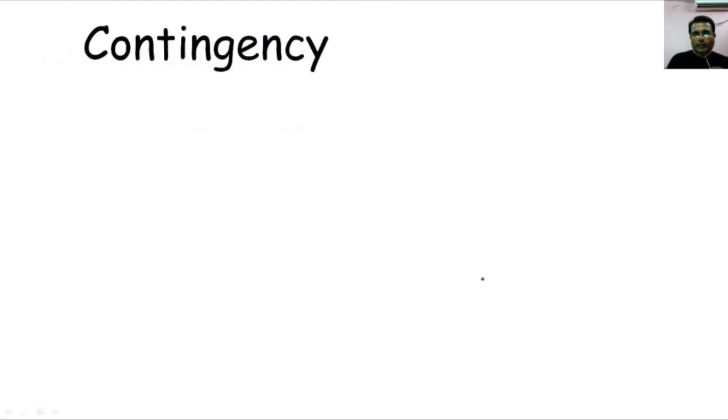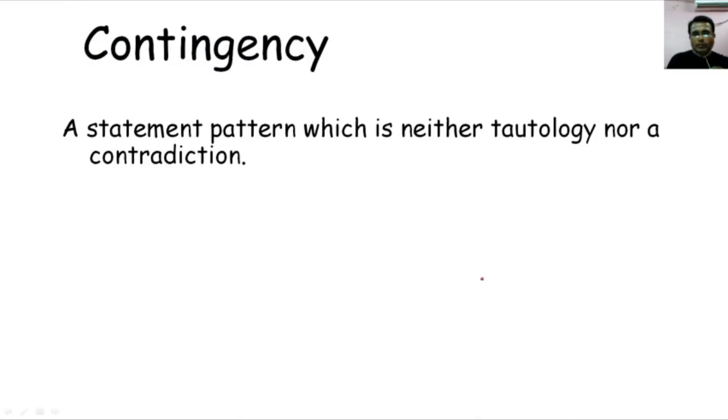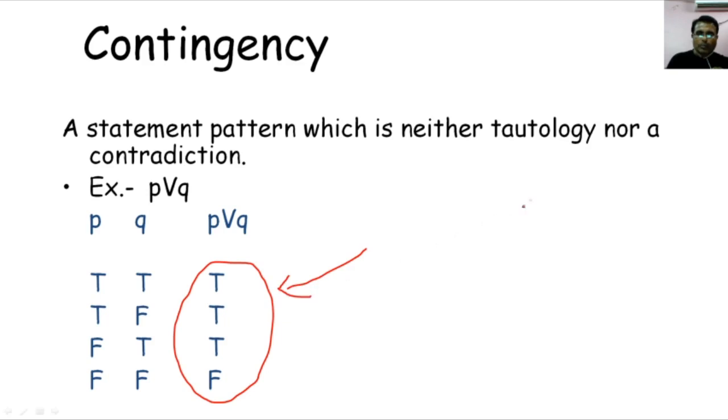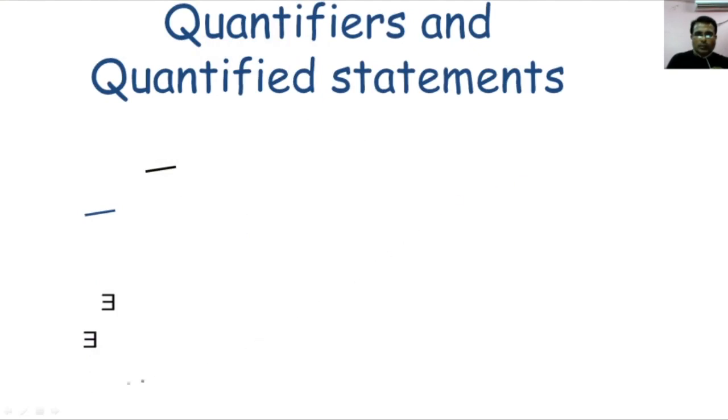a contradiction. And the next concept is contingency, a statement pattern which is neither a tautology nor a contradiction, that is, mixed types of values are there. In tautology all T's, in contradiction all F's, but if mixed types of values are there, for example P or Q, we know that this is your table. True true gives true, true false gives true, false true gives true, and false false gives false. So you will observe that the values are neither all true nor all false. Therefore it is clear that this contains mixed types of values. Such a statement is called a contingency.